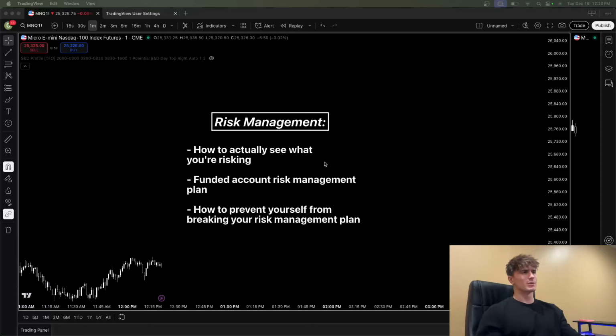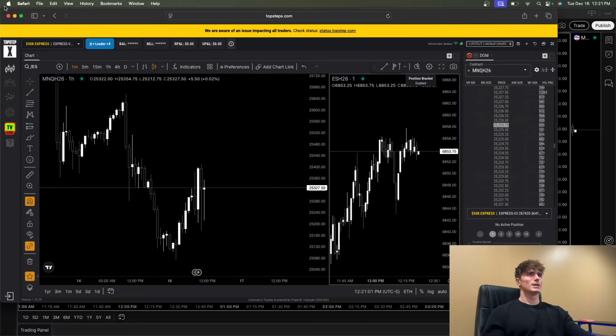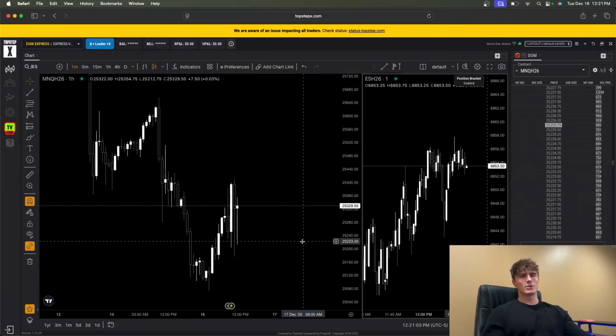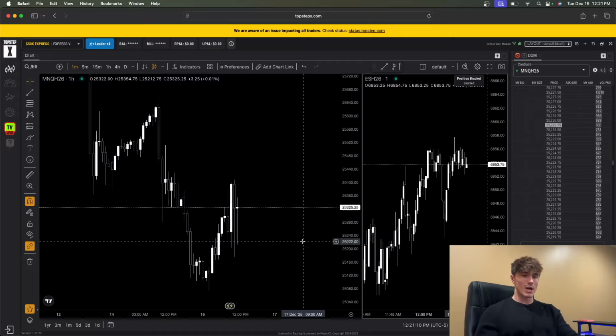So a lot of you probably trade on the same platform as I do. I use Project X with Alpha Futures and Top Step. Seems to be the most popular. But as you'll notice on Top Step, there's not really a very clean way to see exactly how much you're risking. Now, I get a lot of people that ask me, how many contracts do you risk per trade?